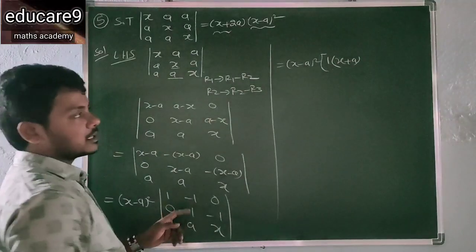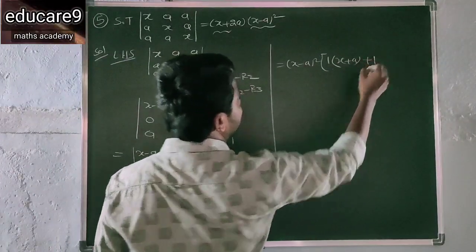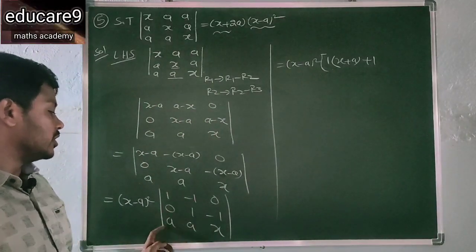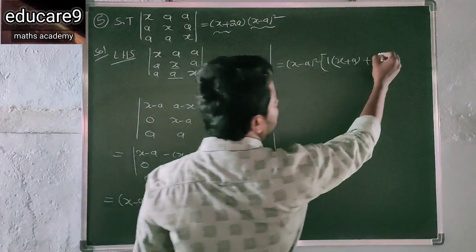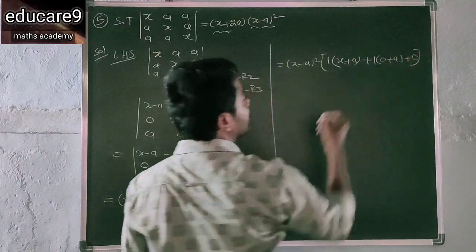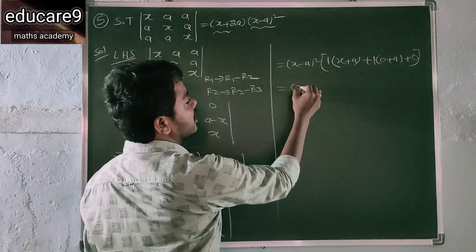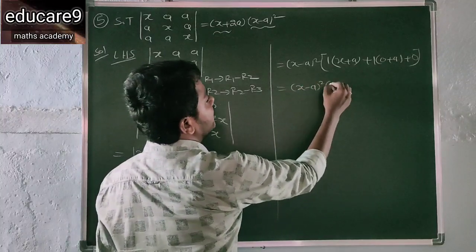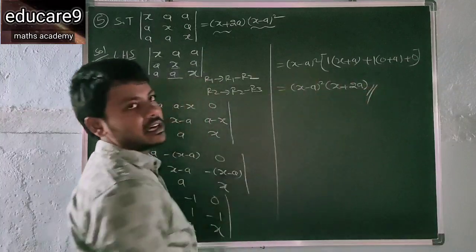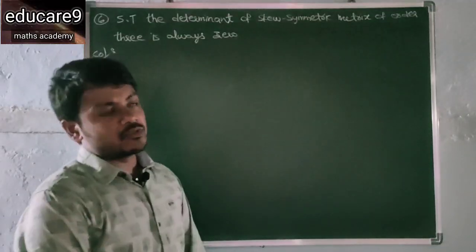Next one minus, again minus, we will get 1 into, delete the corresponding row, corresponding column. So 0 plus c. Next one 0. So clearly this is x minus a whole square into x plus 2a. So this is the required answer. So see the next one.